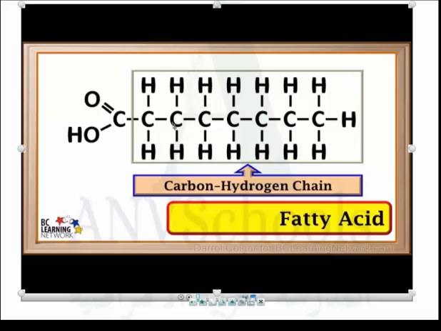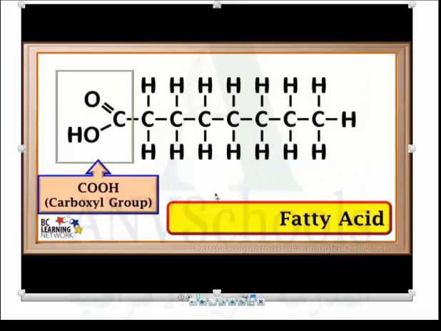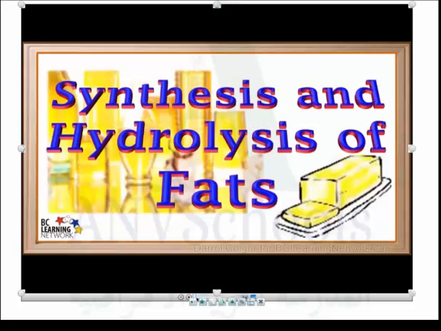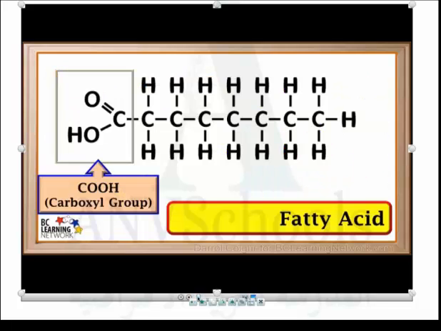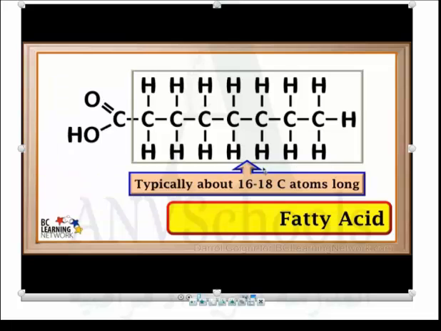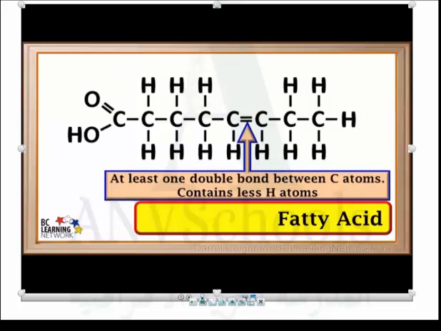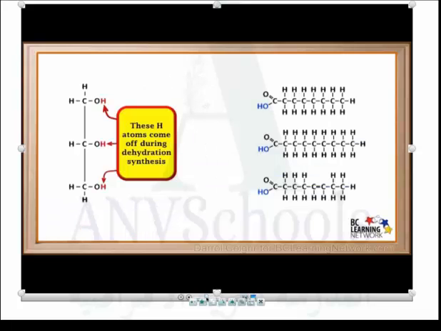As you can see the structure, the carbon-hydrogen, sorry for this. The carboxyl group, this is called the carboxyl group. This is the fatty acid. So typically about 16 to 18 carbon atoms long. So this is a fatty acid. We said 3 of them come together. So at least it will have one double bond. At least you'll have one double bond.